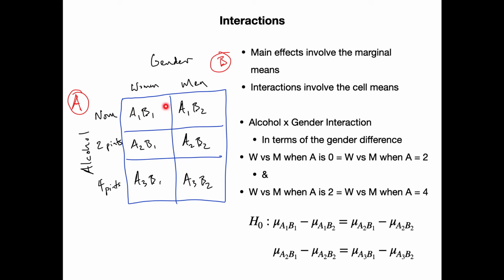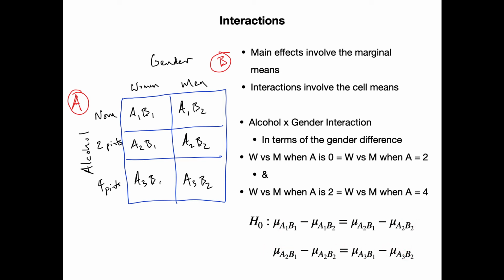You can even see that in the way we write the cell mean. It's A1, B1, so it's the combination of both A and B, with specific levels of A and B. So let's talk about the alcohol by gender interaction. If we think of it in terms of the gender difference, the difference between women and men, just like the main effect for alcohol, we're going to have 2 degrees of freedom. So we have basically 2 aspects to the null hypothesis, and they're written down here.